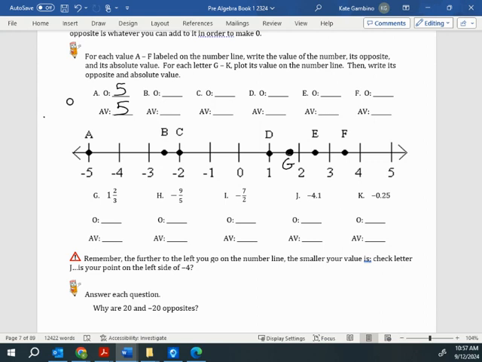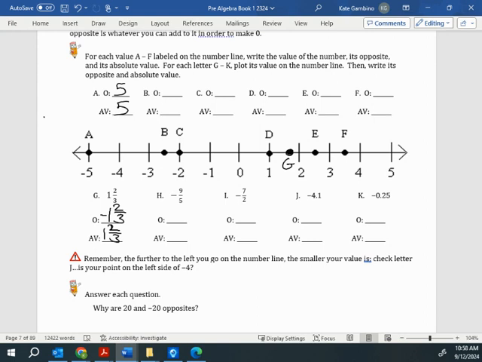Now I'm going to do the opposite and the absolute value. What is the opposite of 1 2/3? Claire? -1 2/3. What would its absolute value be? Kamala? 1 2/3. You're going to do the same for the rest of these letters.